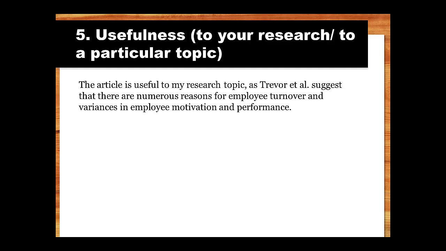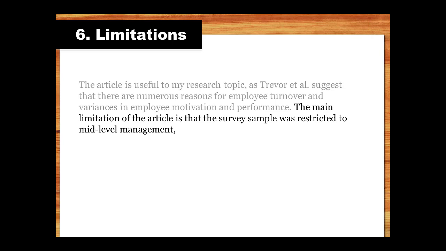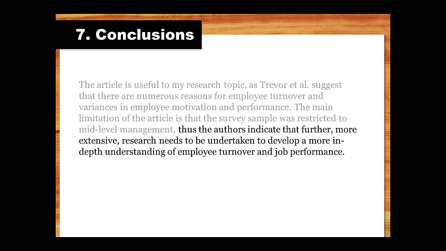Fifth, state the importance or relevance of the text to your research. So you might say something like, the article is useful to my research, as Trevor et al. suggest that there are numerous reasons for employee turnover and variances in employee motivation and performance. Sixth, include the strengths and the limitations and biases and perhaps the readability of the text. So you might want to say something like, the main limitation of the article is that the survey sample was restricted to mid-level management.